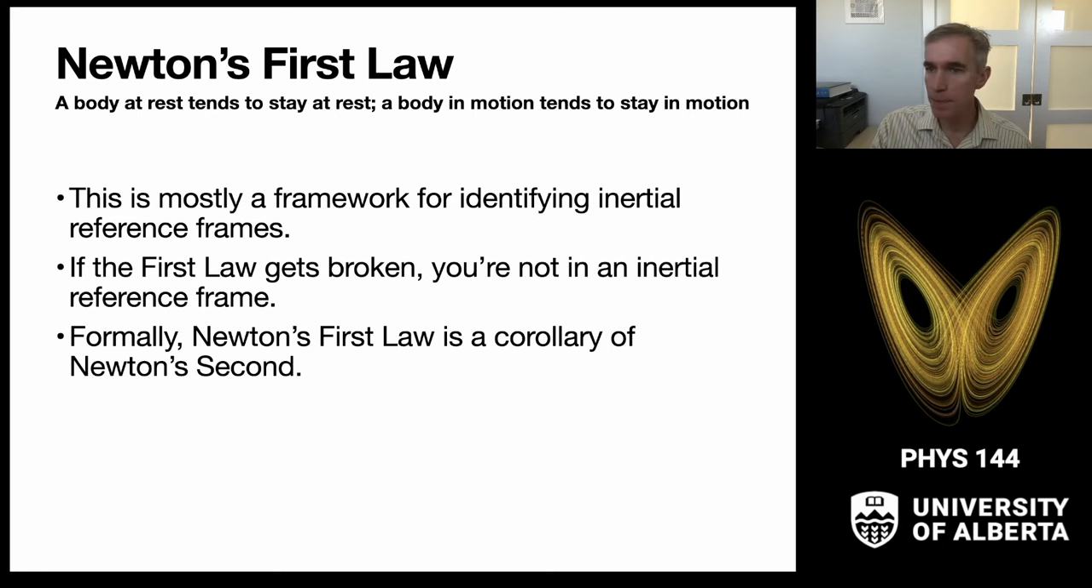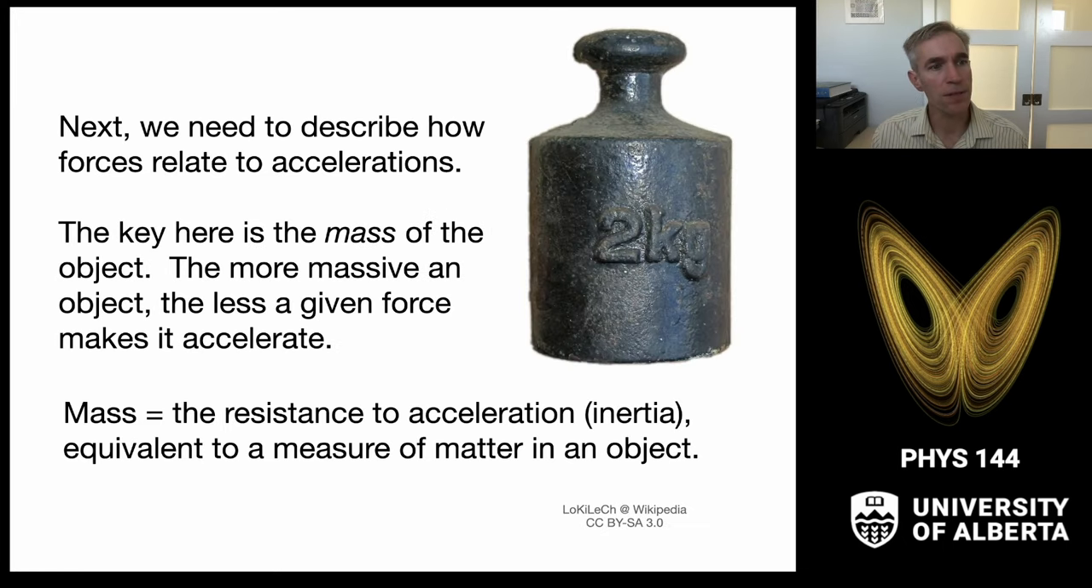Okay, next step is the second law, but first we have to describe how forces relate to accelerations. The key idea here is the idea of mass in an object. The more massive an object, the more force is required to make it accelerate, or equivalently, the less a given force will make it accelerate. So more massive objects accelerate less if you push on them with the same force. So there's this idea of mass in physics that is the resistance to acceleration.